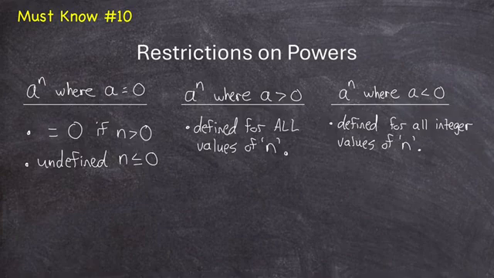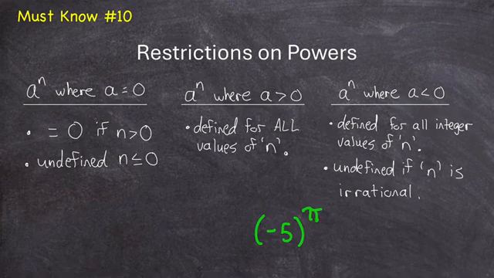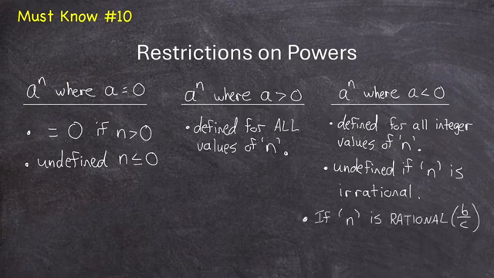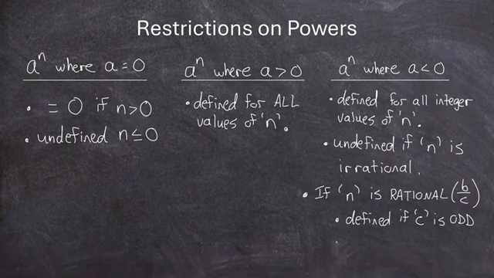But a power with a negative base is actually undefined if the exponent is any irrational number. So for example, negative 5 to the power of pi would be undefined because pi is irrational. So we know it's defined for integer values, undefined for irrational values. Well, what about rational values? Well, the answer to that is it depends. If the exponent n is a rational number, let's say b over c, the power will be defined if c, the denominator of the rational exponent, is odd, but it'll be undefined if c is even.